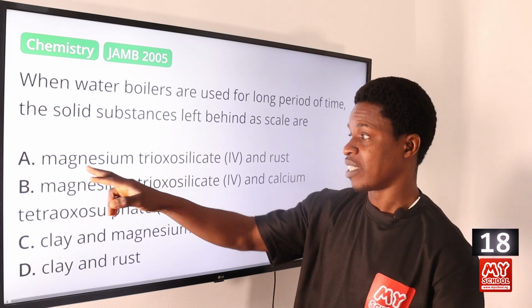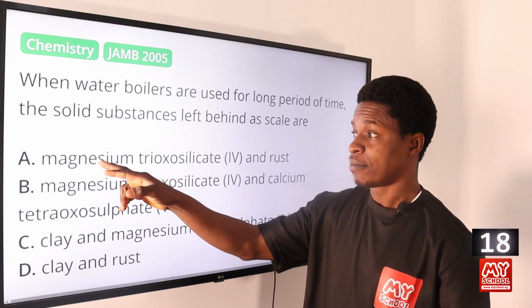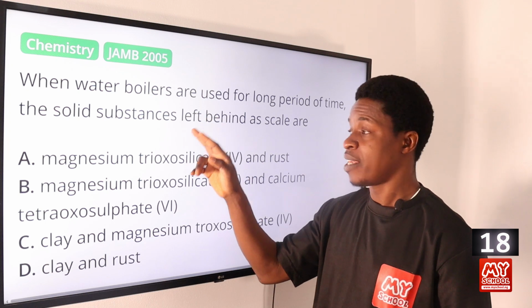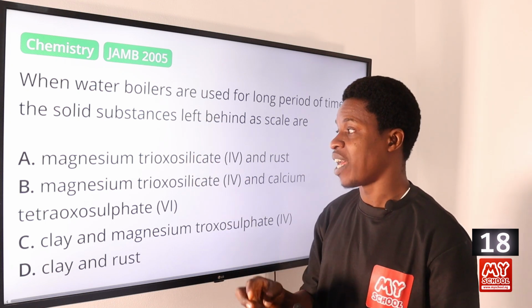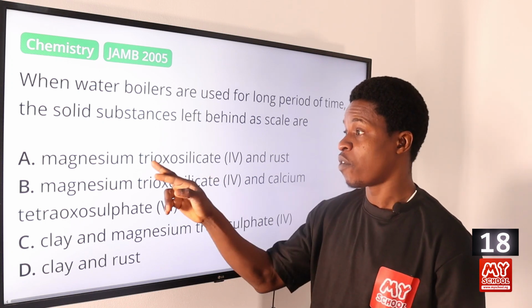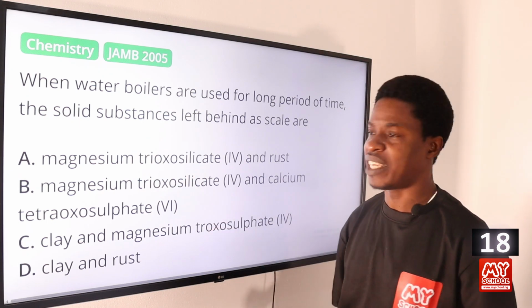And then we have magnesium trioxosilicate. Yes, more likely, because we could have had magnesium trioxocarbonate, but in this case we have silicate because we have silicon dioxide as the sand, so it can react to form magnesium trioxosilicate(IV) and rust. Yes, we can have this left behind. Let's look at the other options.